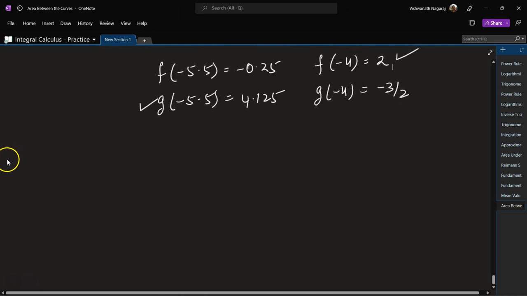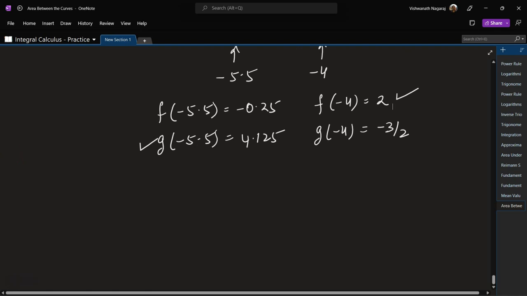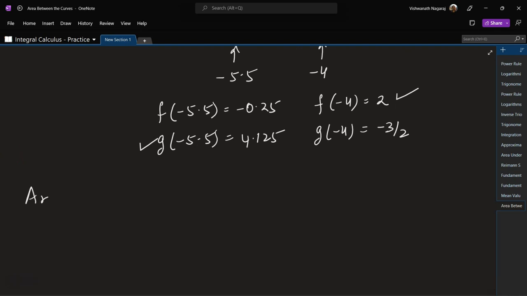So keeping this in mind, we have to do the integrations. So area is equal to integral from minus 6 to minus 5. Now which one will come first? Whichever is higher. So g will come first.